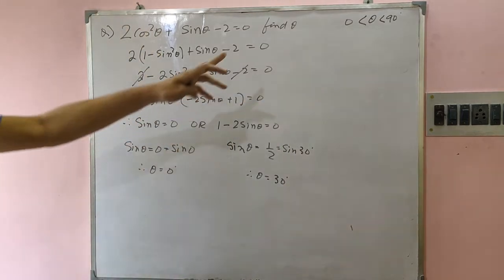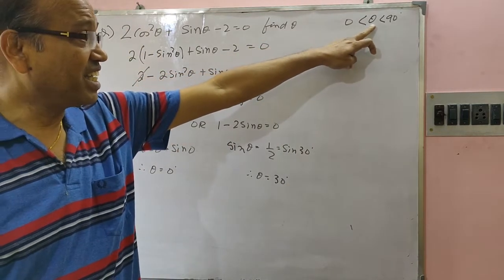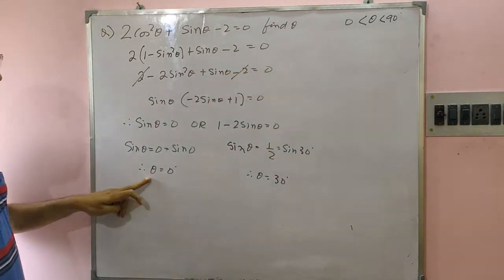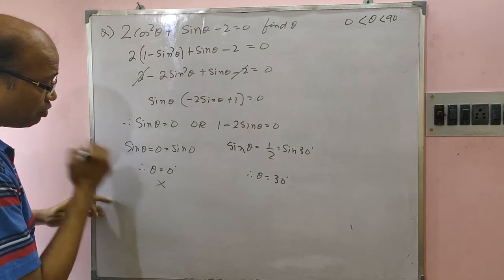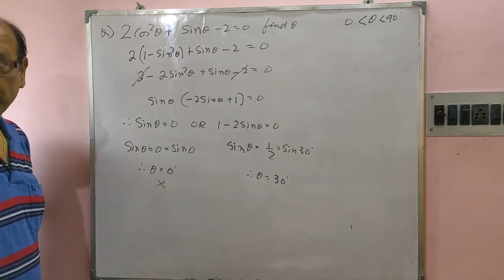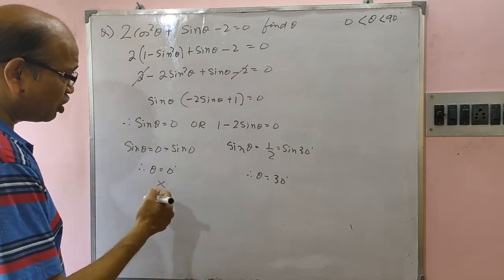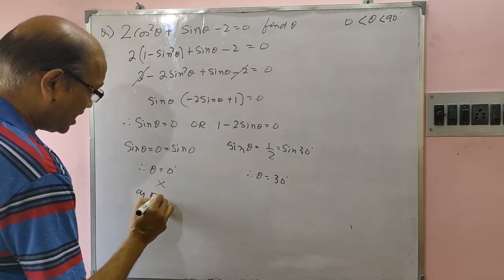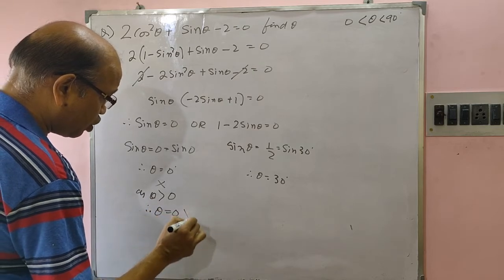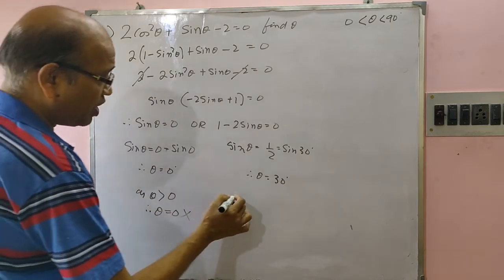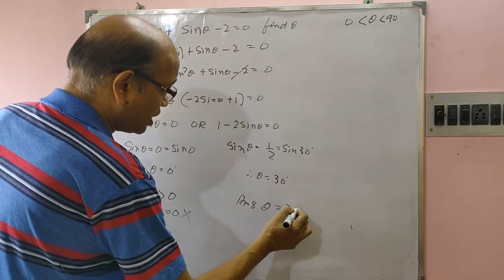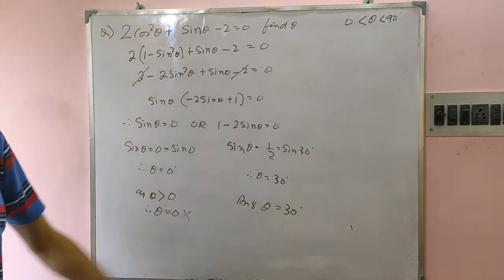Again, what is the condition? Theta is greater than 0 and less than 90. So theta is greater than 0. This answer will not be correct because here theta is 0. As theta is greater than 0, therefore theta is equals to 0 is wrong. Therefore we have the answer as theta is equals to 30 degree. This is your answer.